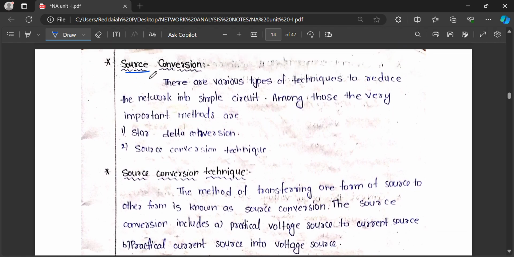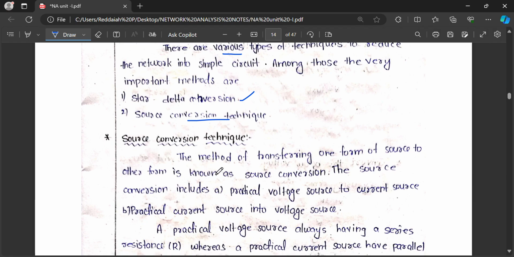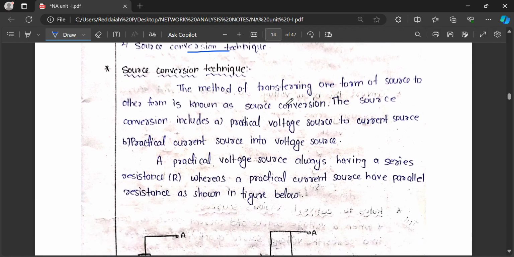Now, source conversion. Another method to reduce a network is source conversion. There are various network reduction techniques. Among those, very important are star-delta, already covered, and the source conversion or source transformation technique. The method of transforming one source into another is known as source conversion. A voltage source is converted into a current source, and a current source into a voltage source. Source conversion includes practical voltage source to current source, and practical current source to voltage source.